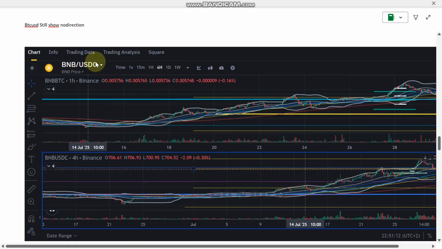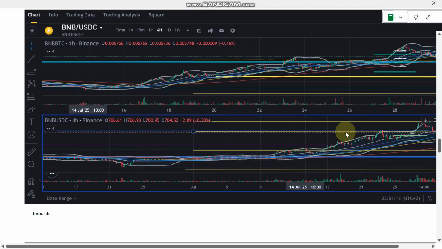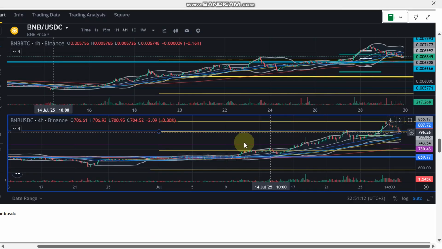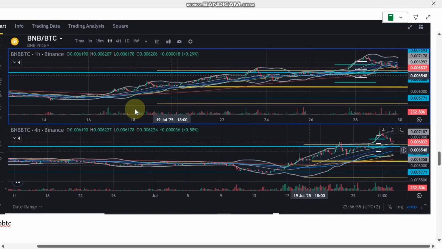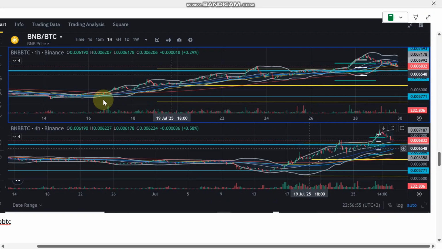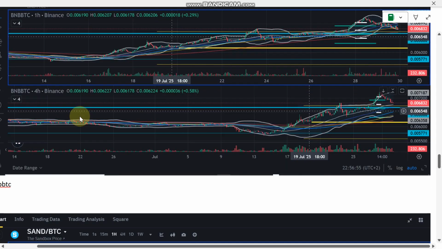Okay, come back to stalking on Binance USDC. You're trying to play around with the chart layout. This is 1 hour, this is 4 hours. So the price going up and drop in the block of 4 hours. Still BNB 1 hour and 4 hours, still same thing.